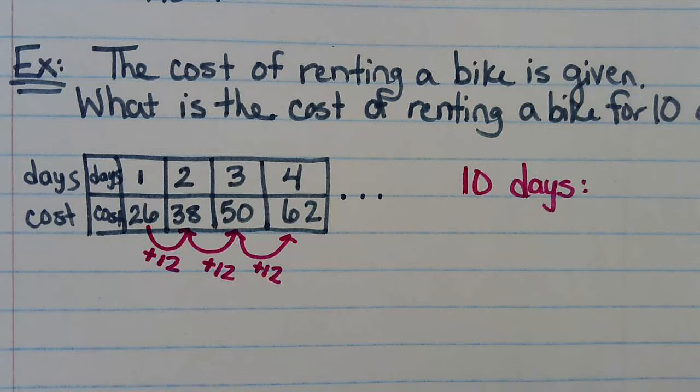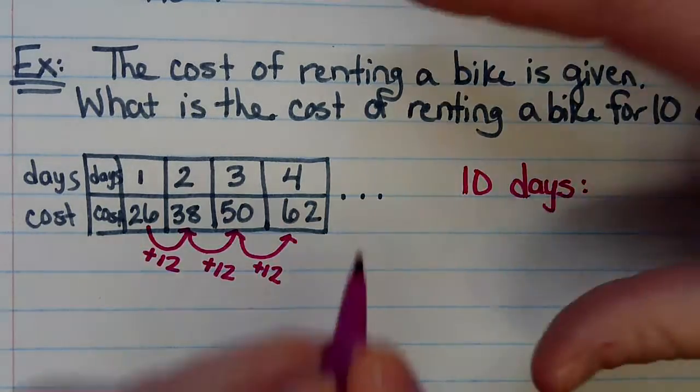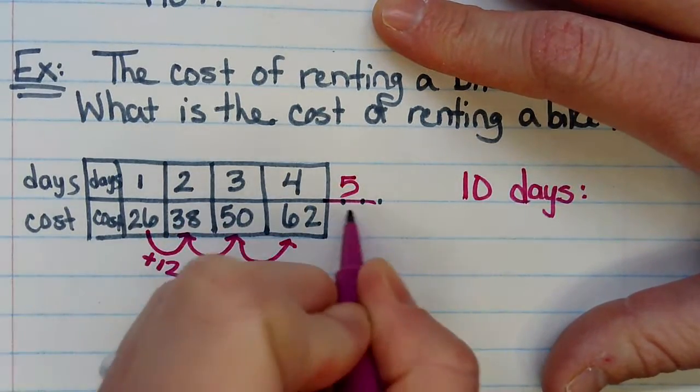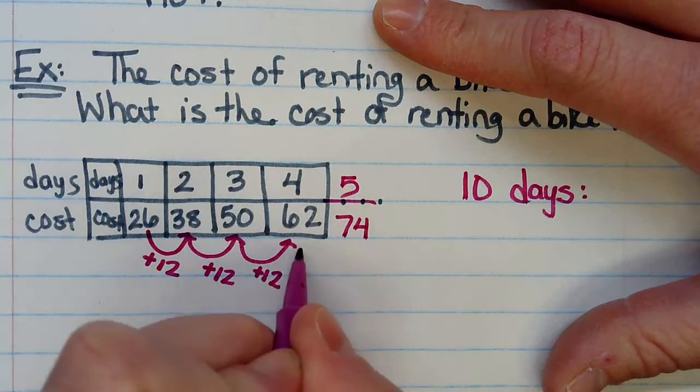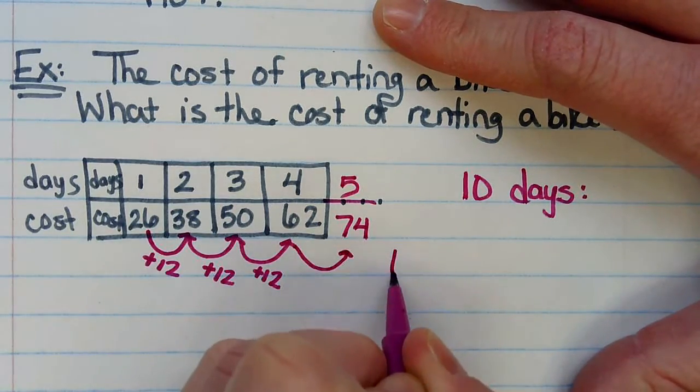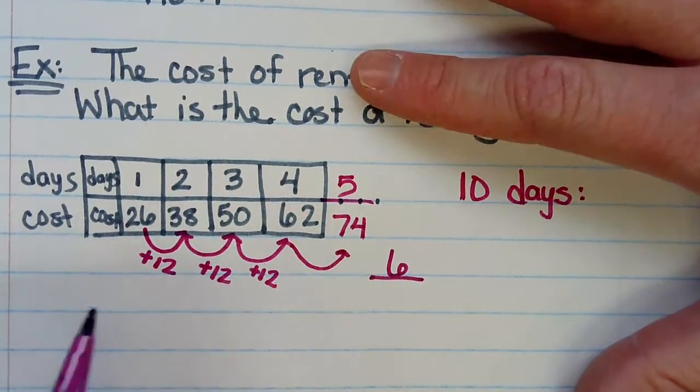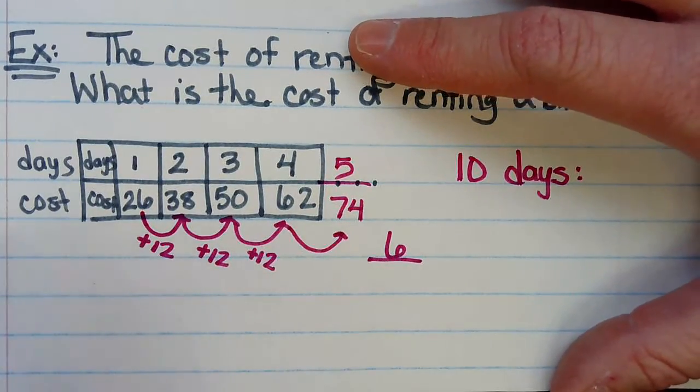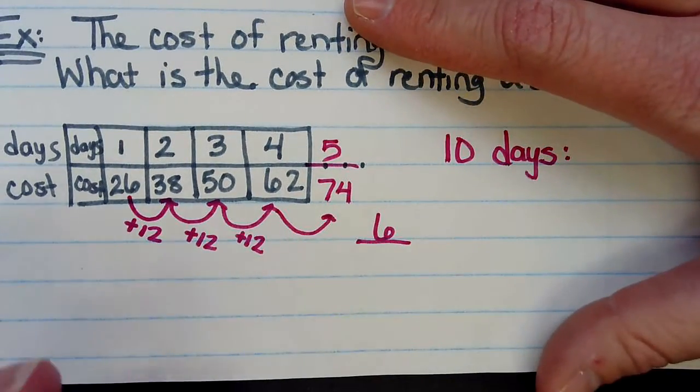So what do we need to do here? We need to do a little bit of work, but not too much. What's it cost to rent a bike for 5 days? 74. Because we discontinue the pattern. Oh, stop it. I just told you that it's arithmetic and it continues. What's the cost on the 6th day?